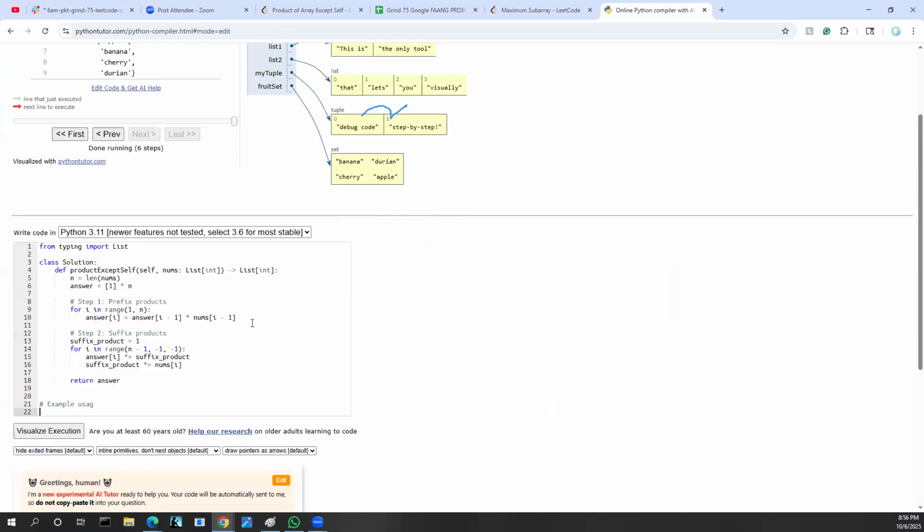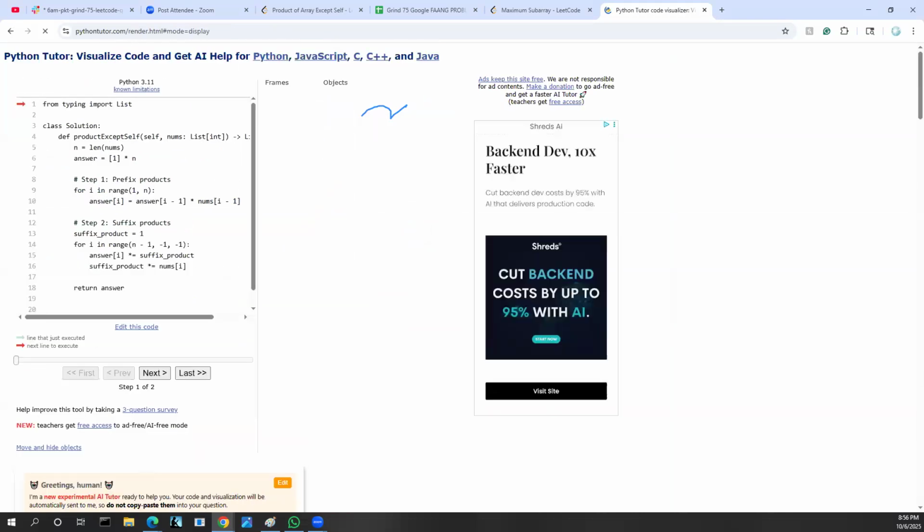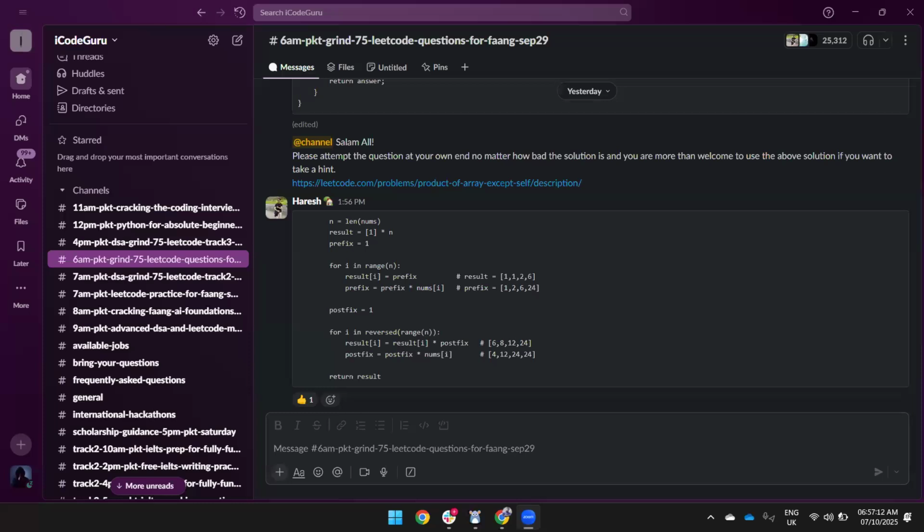Okay, so I am sharing my screen. Yeah, go ahead. Can you see my screen? Not yet. Okay, I have shared. Now, can you see my screen? Yeah.